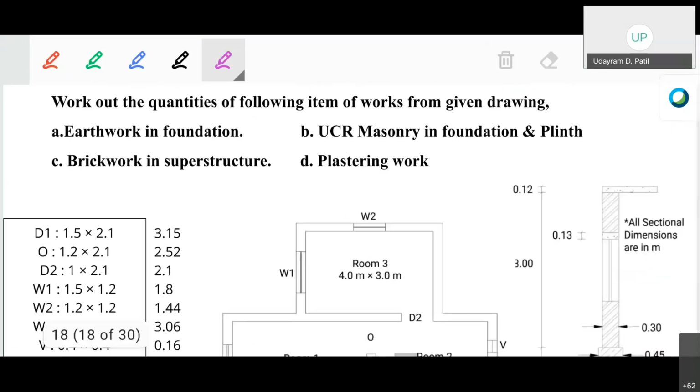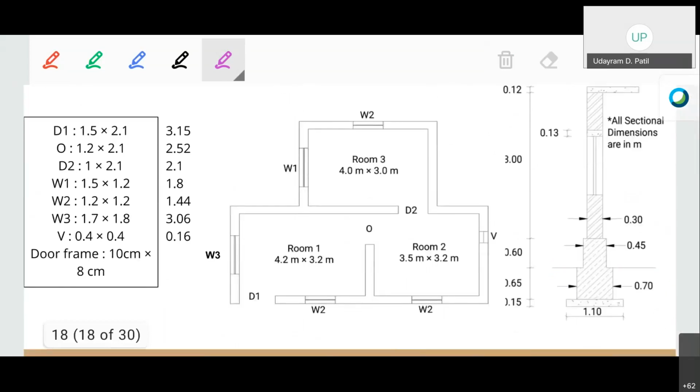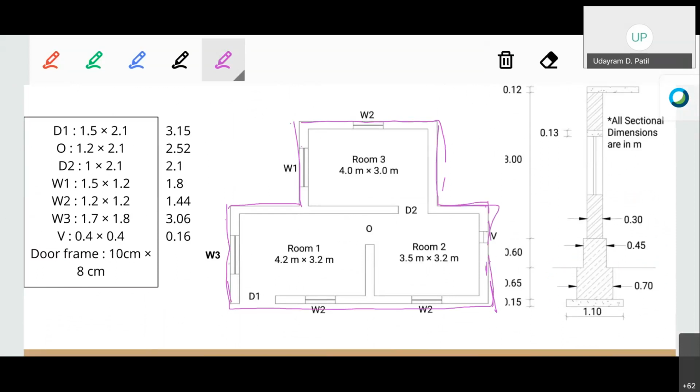Now external plastering. Again, for external plastering, we have to calculate this particular perimeter, okay, where we are going to provide the external plastering. जे काही पर्टिक्युलर एक्सटर्नल साइड आहे इथं आपण एक्सटर्नल प्लास्टरिंग करणार आहोत. We had to calculate that particular length.